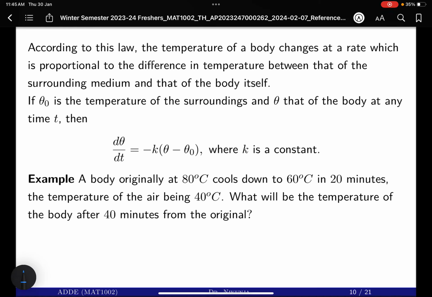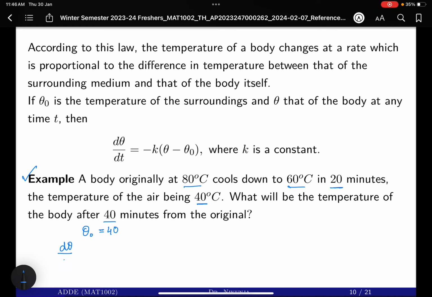One question based on this Newton's law of cooling example. See what it states. It states that a body originally at 80 degree centigrade cools down to 60 degree in 20 minutes, basically the cooling process. The temperature of the air being 40 degree centigrade, meaning the surrounding temperature, that is theta 0, is given as 40. What will be the temperature of the body after 40 minutes from the original? So this is the question.